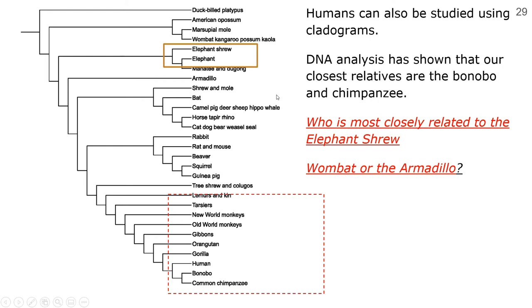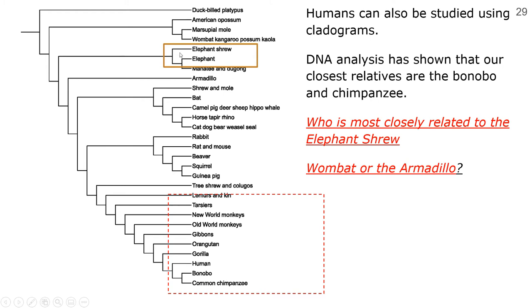So let's look at another example right here. Who is most closely related to the elephant shrew? The wombat? Let's see, where's my wombat? The wombat is back here. Or the armadillo, which is over here. The thing to be careful about is to make sure that you're not always just choosing the one that's physically closest to you on the list. Remember, we have to count nodes.